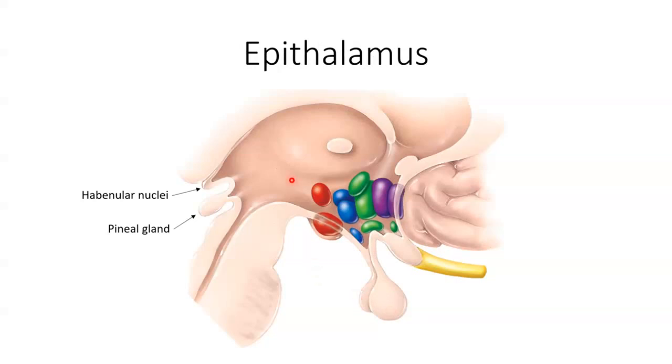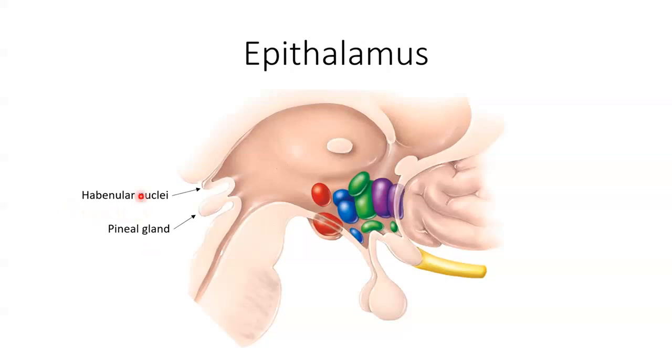Lastly, we have the epithalamus. The epithalamus is posterior to the thalamus, and it consists of two different structures, the pineal gland and the habenular nuclei. The pineal gland is also part of the endocrine system. It secretes the hormone melatonin. Melatonin is produced and released in greater concentrations at night and is thought to promote sleepiness. When taken orally, melatonin can help reset the body's biological clock, and therefore it is used to help treat jet lag.